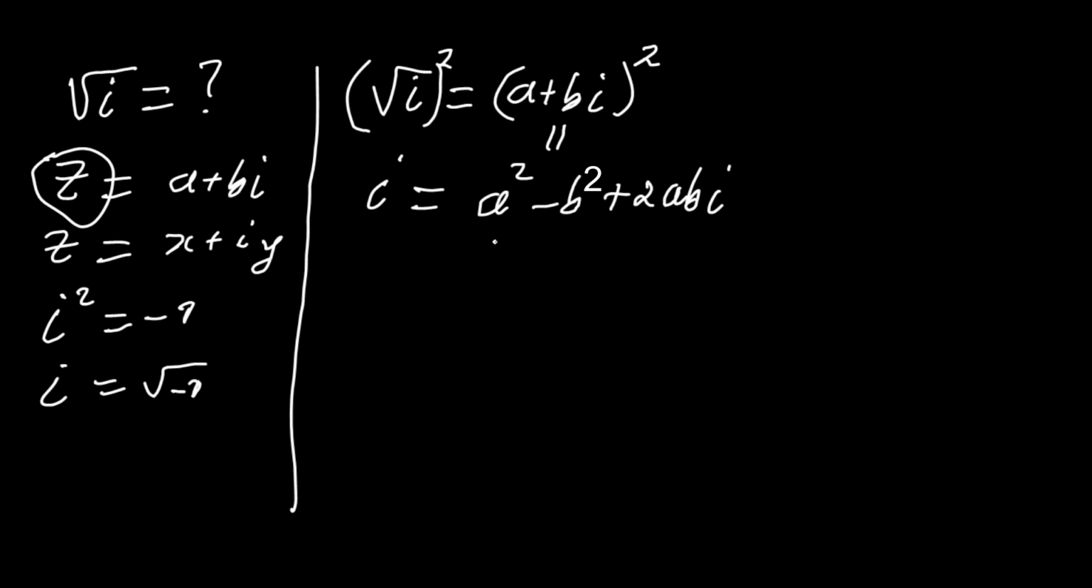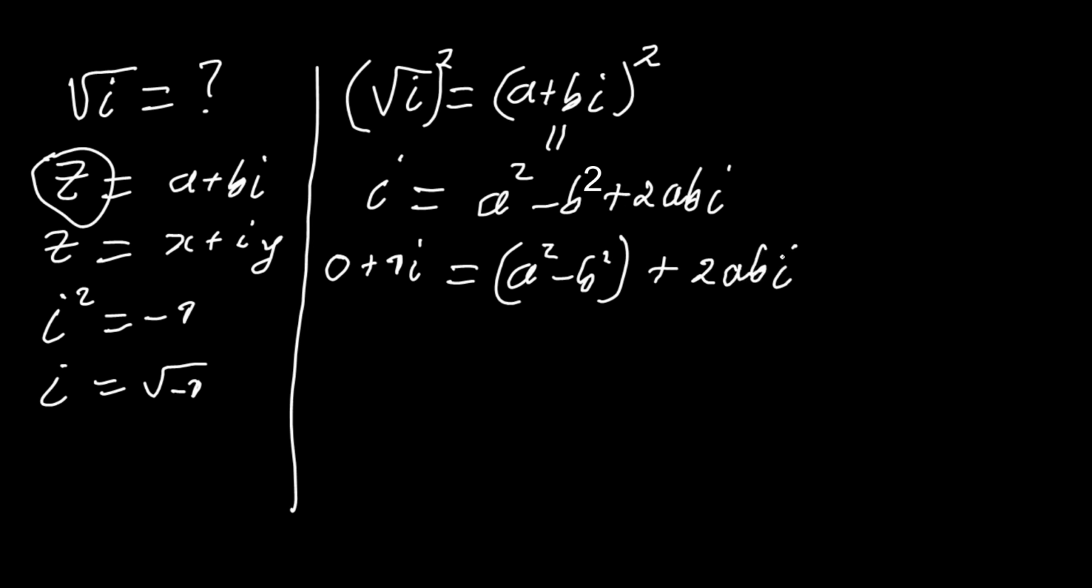Now we have to express our i as a complex number, because i is a complex number, but it doesn't really look like a complex number in the form a plus bi. So to do that, we are going to see that 0 plus 1i will be in this form, meaning that the real part is 0 and the imaginary part is 1i. Now this will be equivalent to a squared minus b squared. Since this doesn't have the i, this is the real part. Now plus 2abi, and this is the imaginary part, since it contains the i.